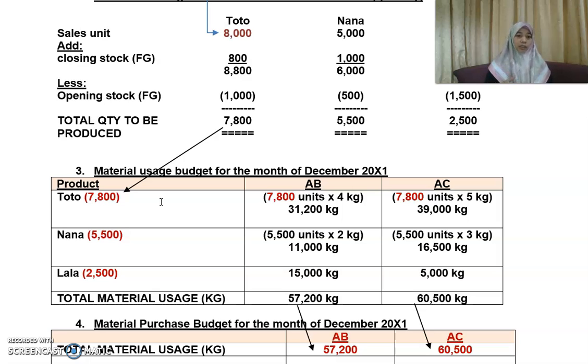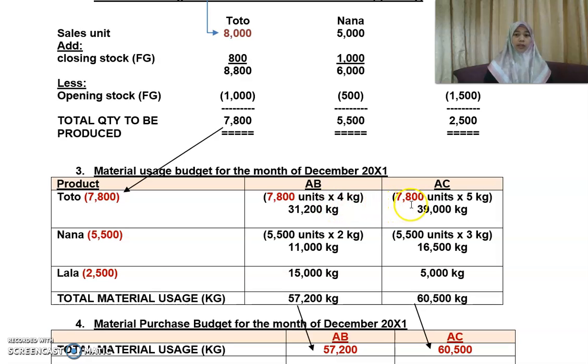When we produce t-shirt, the material will be the fabric that you require. So in this case, you are producing Toto, and the input material, the fabric that you require will be AB and AC. So you require two types of materials. To produce 1 unit of Toto, you require 4 kg of AB. So if you produce 7,800 units of Toto, that means you will require 31,200 kilograms of AB.